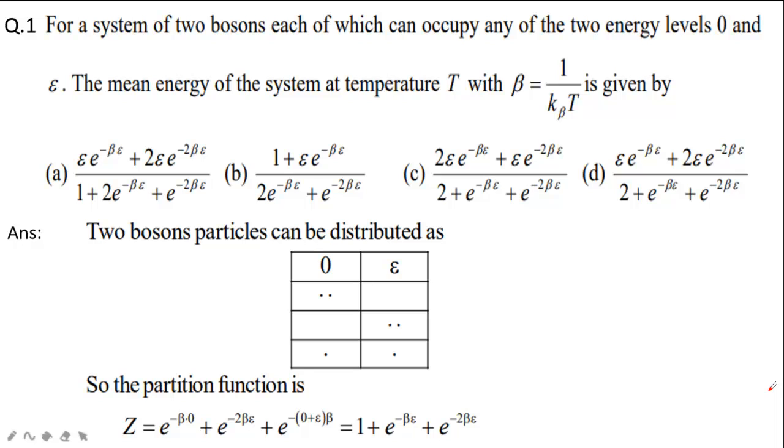There are two boson particles, so the two bosons can be distributed as you can see in the table. There are two energy levels, 0 and epsilon. The two bosons may be in the same energy state, so both may be in the 0 energy state, or both may be in the epsilon energy state. But one boson may be in the 0 energy state and one in the epsilon energy state. So these are all the ways by which we can fill the bosons.